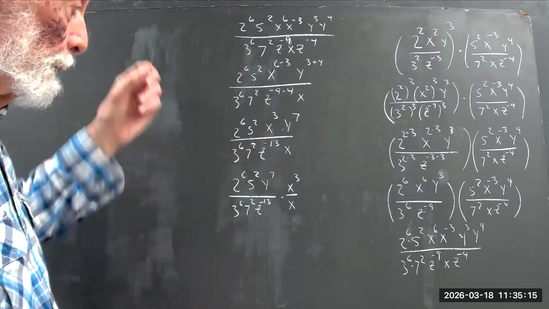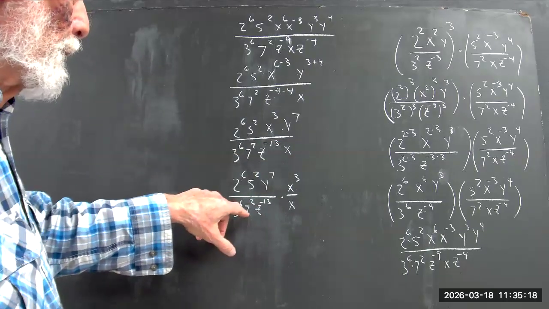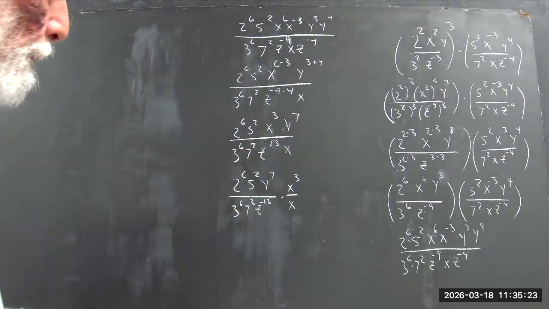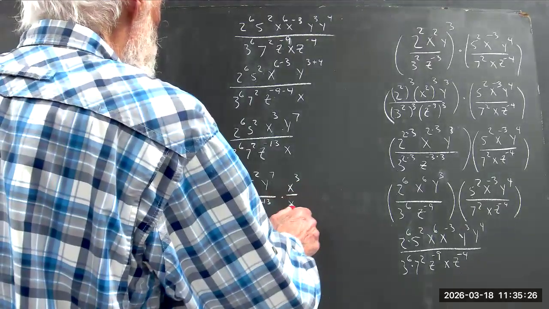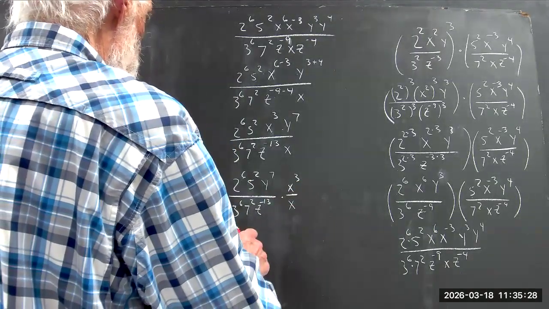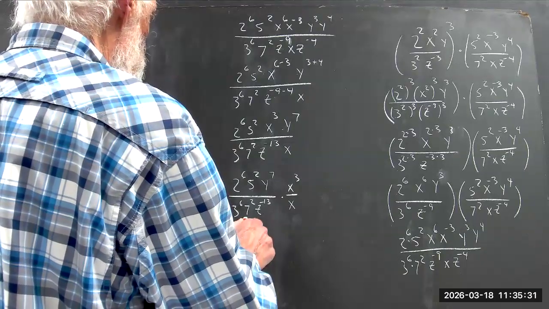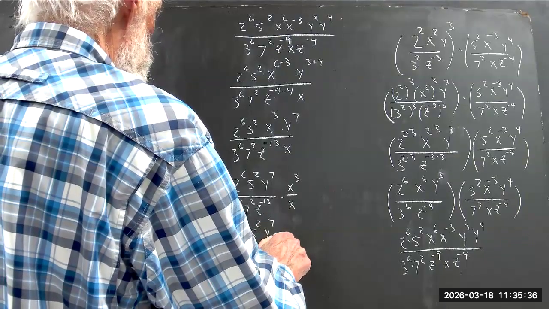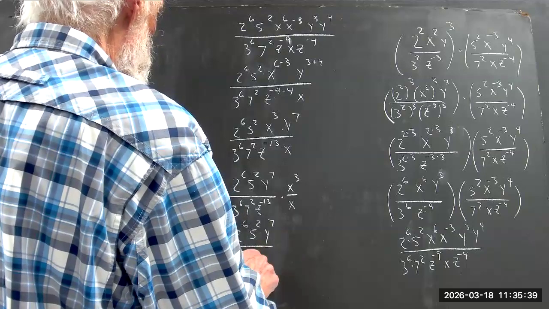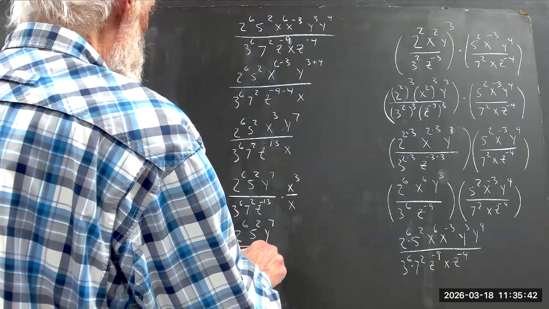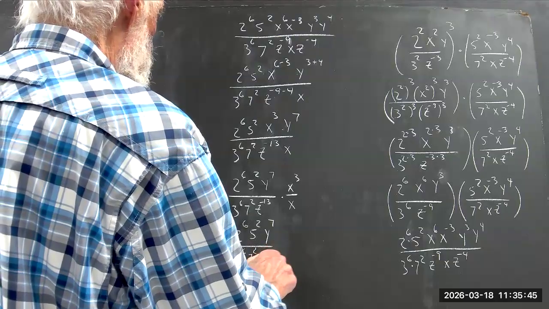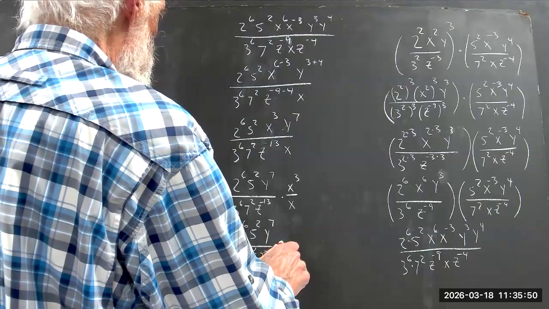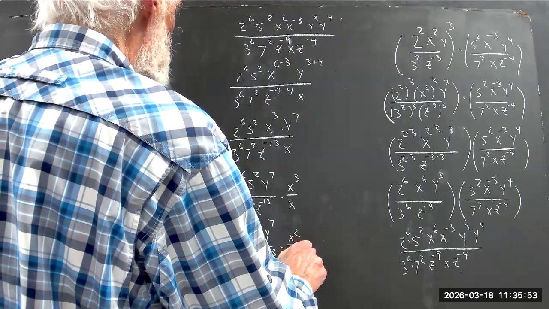What if I was to multiply these? And I would still have 3 to the 6th times 7 squared times z to the negative 13th times x in the denominator. But of course, x cubed over x gives you x squared. So I have 2 to the 6th, 5 squared, y to the 7th, over 3 to the 6th, 7 squared, z to the negative 13th. And I'll just say that's times x squared over 1.